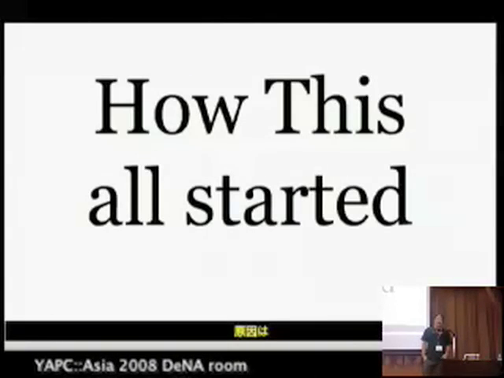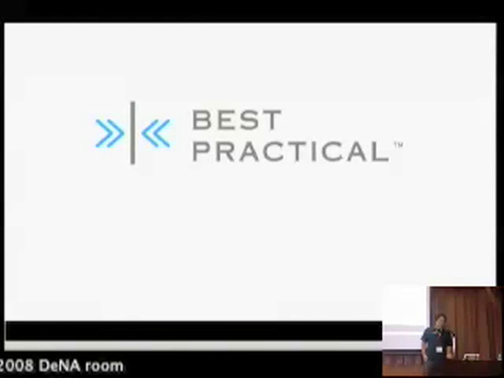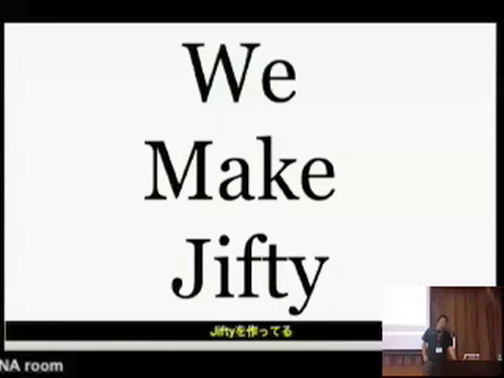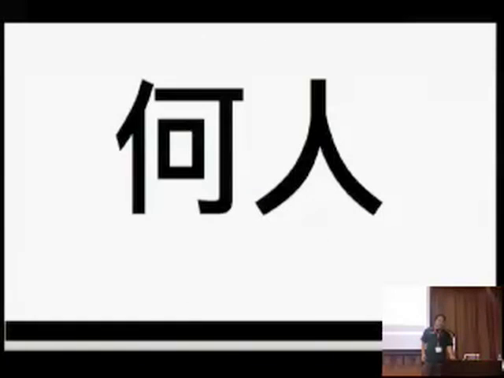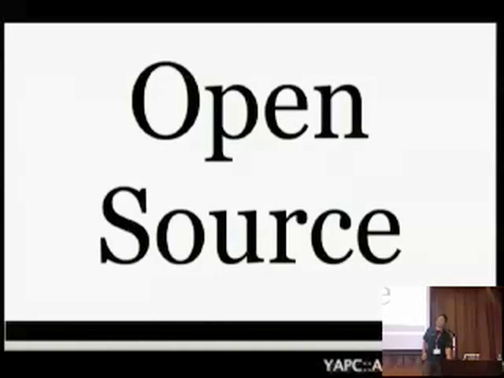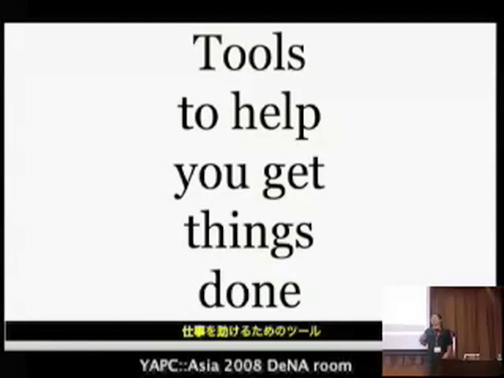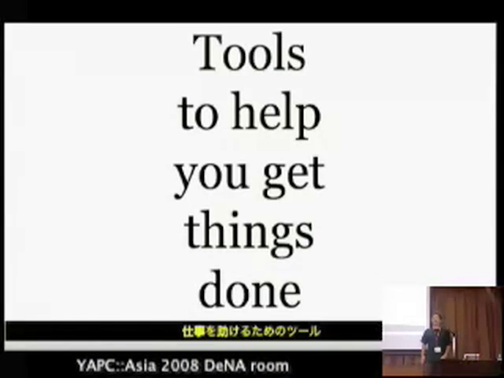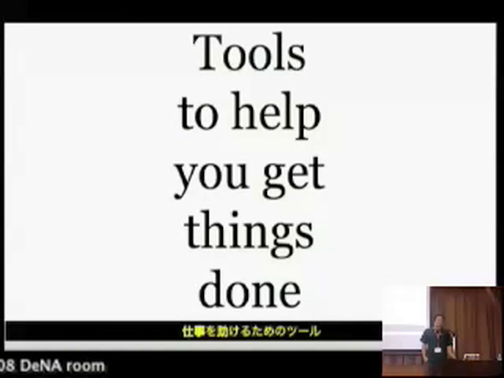So I'm going to talk about how all this little toy company thing started. As you know, Jesse and I work at Best Practical. We make Jifty, we make RT, and SVK. All these are open source tools that help people get things done. They're more like collaboration tools. For example, RT lets you manage work together with the issue tracking system, and SVK lets you develop software in a very distributed manner.